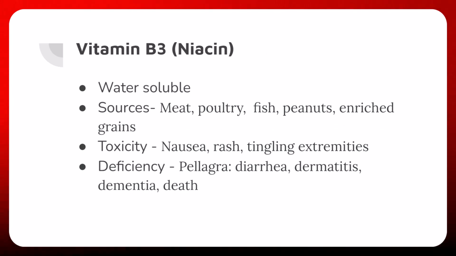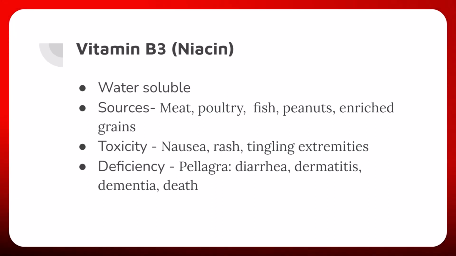Vitamin B3 is also called niacin, and it's water-soluble. Sources include meat, poultry, fish, peanuts, and enriched grains, and its toxicity involves nausea, rash, and tingling extremities. Deficiencies can be a disease called pellagra, and it causes diarrhea, dermatitis, dementia, and death.